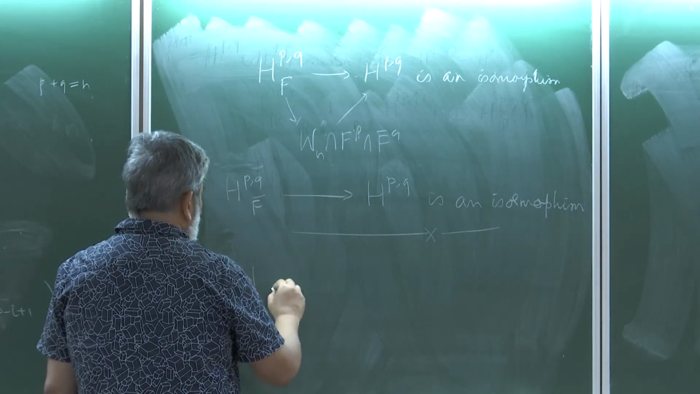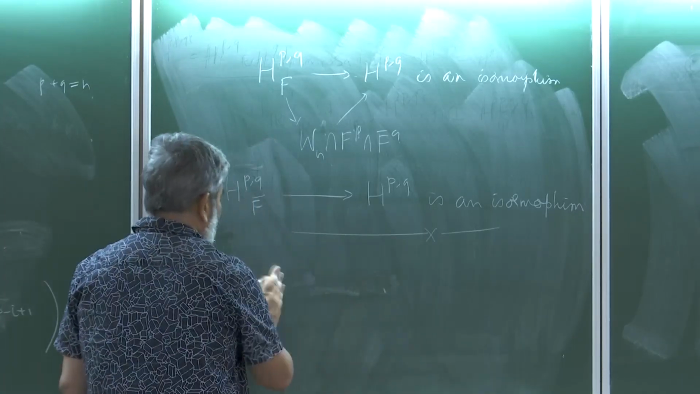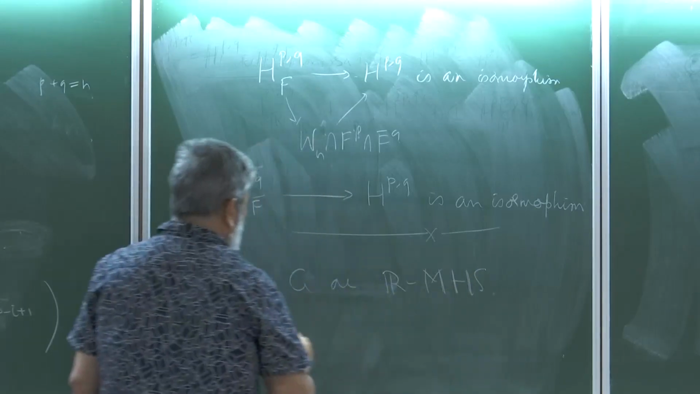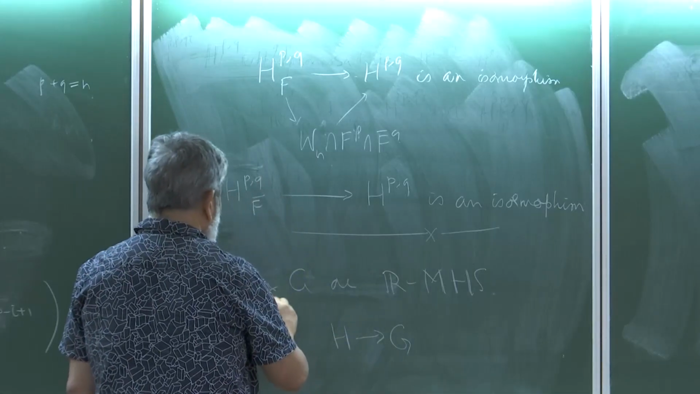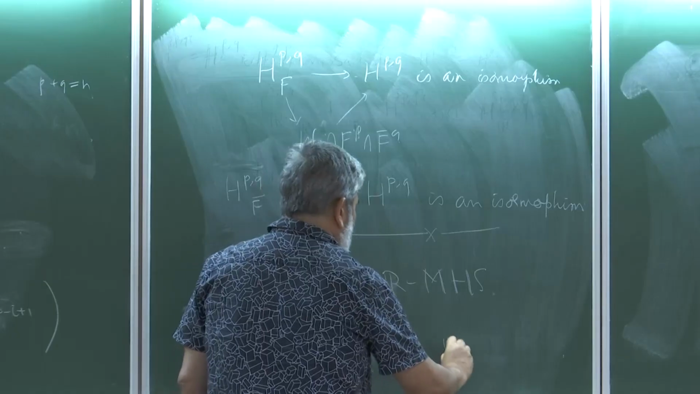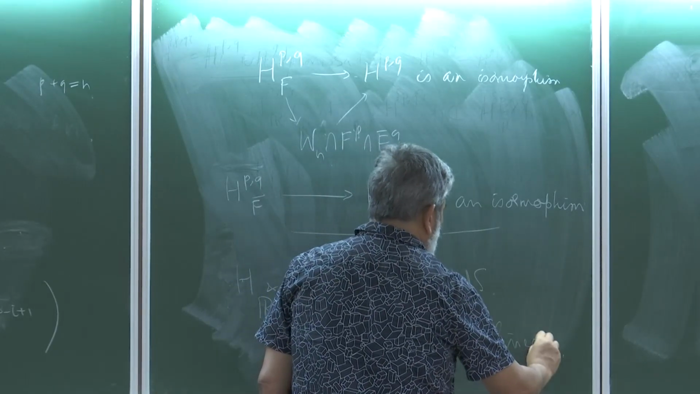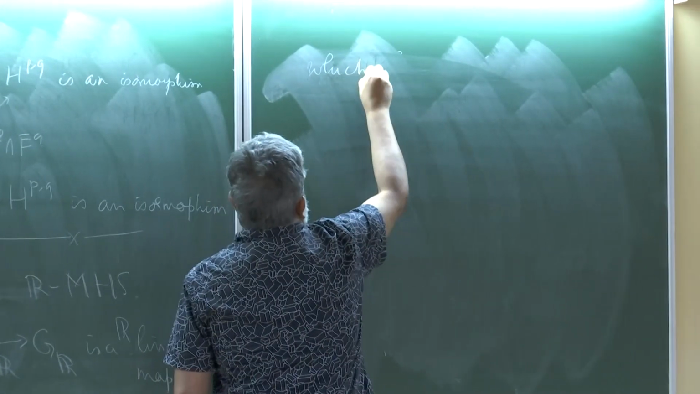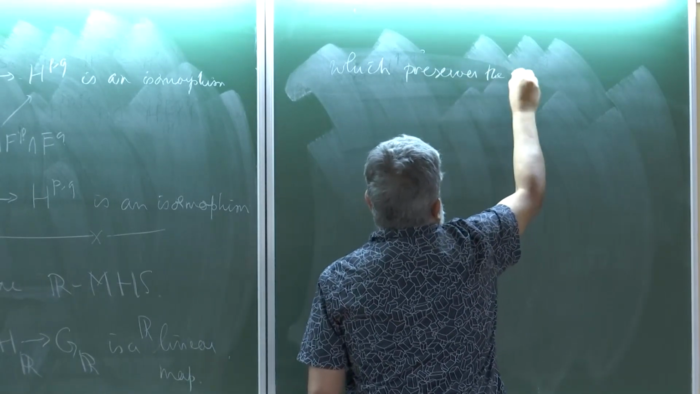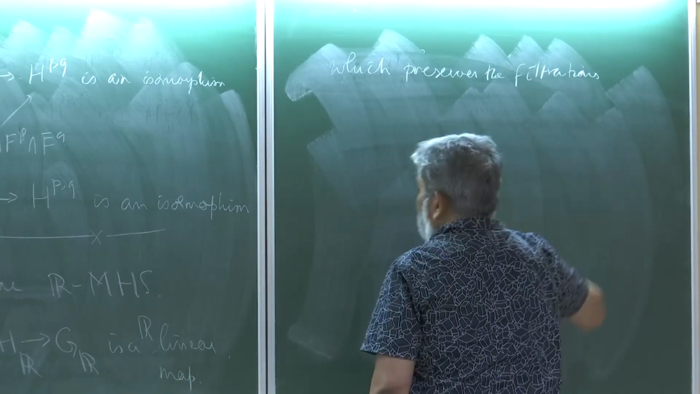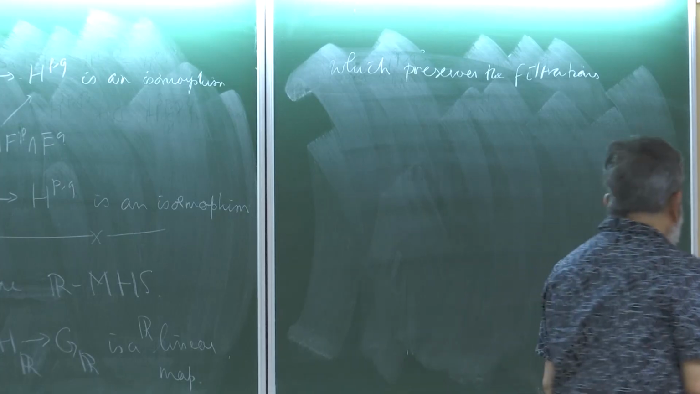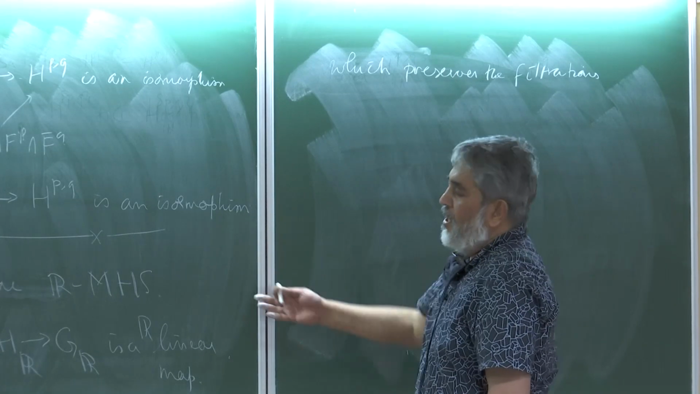So first of all, let's see homomorphisms. If H and G are mixed Hodge structures, and f from H to G, H_R to G_R, is an R-linear map which preserves the filtrations, this is what you would like to call a homomorphism of mixed Hodge structures. You would like to call a homomorphism of mixed Hodge structures one which preserves these two filtrations. And the question is, does that make it an abelian category?